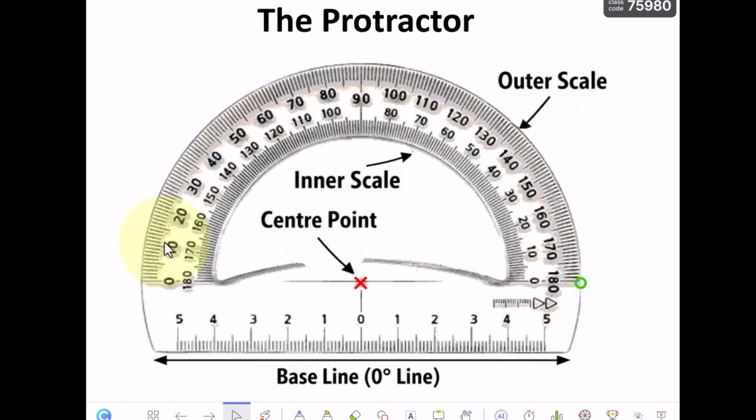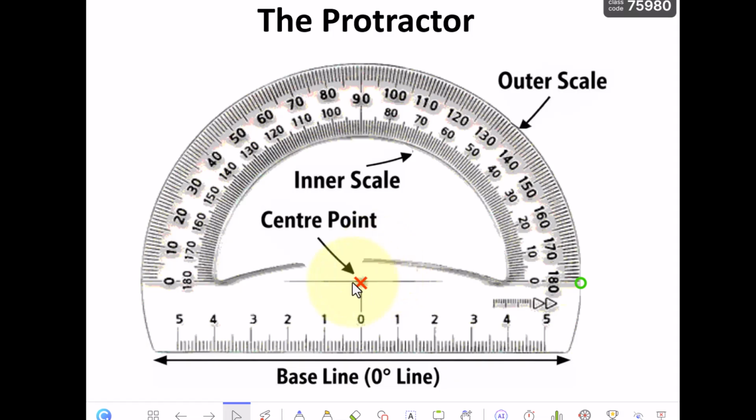So the outer scale measures from 0 on your left down to 180 on your right. Then the inner, you can see this is the inner scale. The inner scale measures from 0 on your right down to 180 on your left. So on any side your angle is positioned, you can use any of the scales, the inner or the outer scale, to do your measurement.